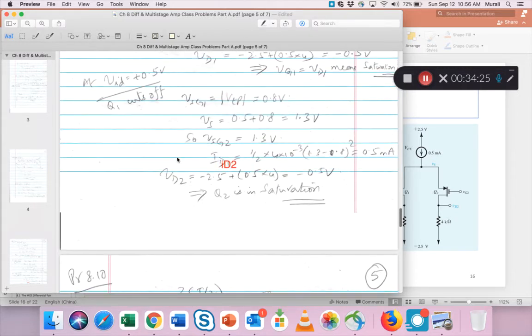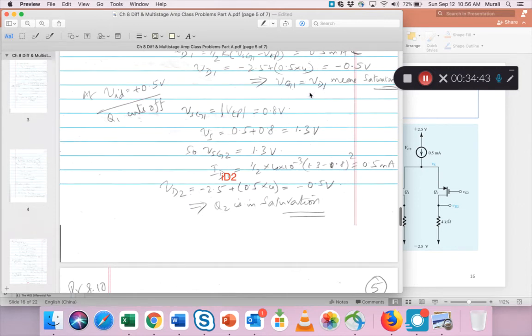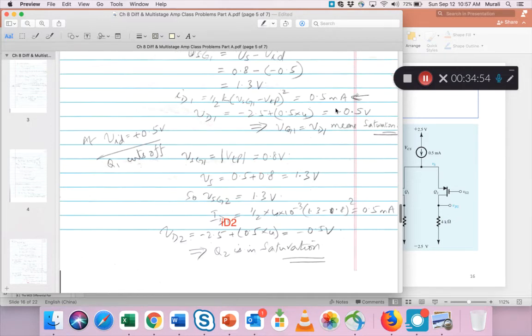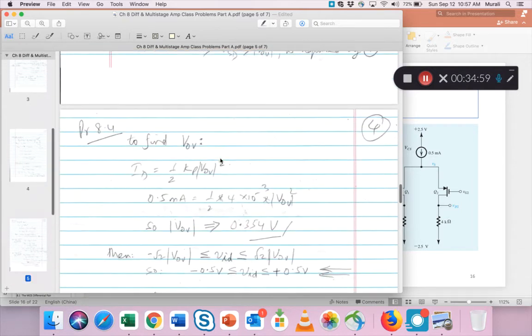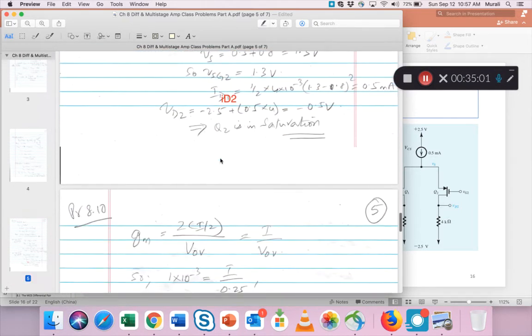Based on that, if you calculate VD2, which is this minus 2.5 minus the drop in this 4K resistor, you'll get VD2 equals 0.5. So similar to the condition we saw here, if the gate voltage here on 2 equals the drain voltage here, that means saturation. And you can look at this explanation on the previous page to understand again why that means it's saturation. Okay.